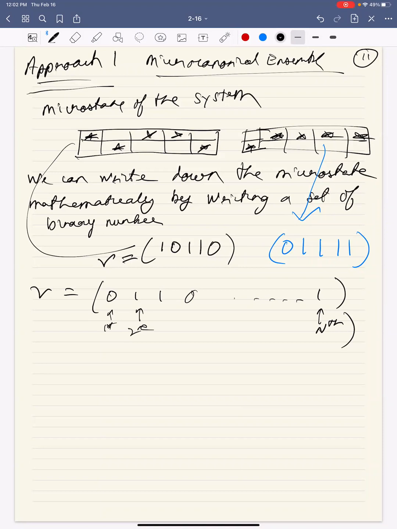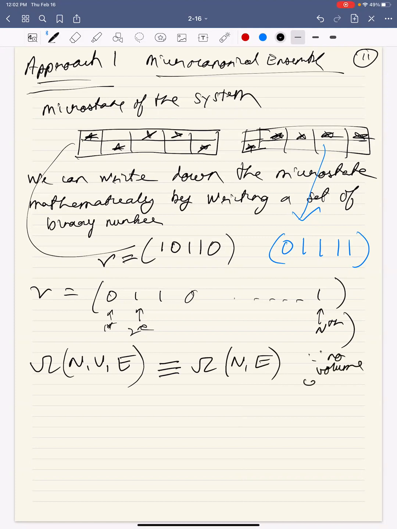Good. So what do we want to do now? In a microcanonical ensemble, to get any thermodynamics out of it, we have to write down the microcanonical partition function. That's what we need to calculate, right? So we need to calculate omega of N, V, E. There is no volume here, volume has been made redundant. We are not talking about volume at all. So in this case, this is going to be omega of N, E, since no volume consideration.